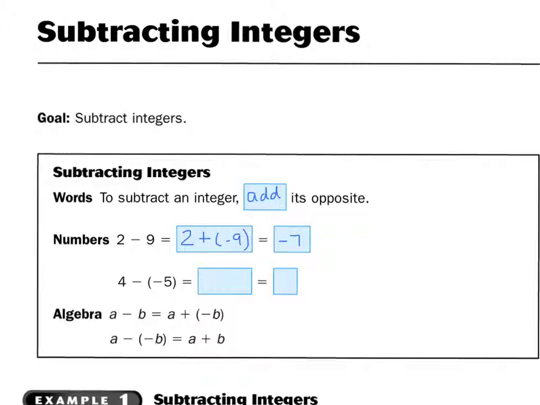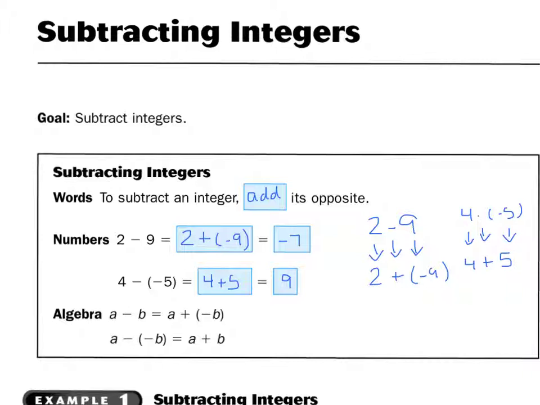So 4 minus a negative 5 becomes 4 plus 5, which is 9. If you look at it this way, we say the first number does not change. The minus sign becomes an addition sign, and the 9 becomes a negative 9. Or in the case of 4 minus a negative 5, the first number always stays the same, the minus sign becomes a plus sign, and the opposite of negative 5 is a positive 5. And so that's how we get the addition problem.